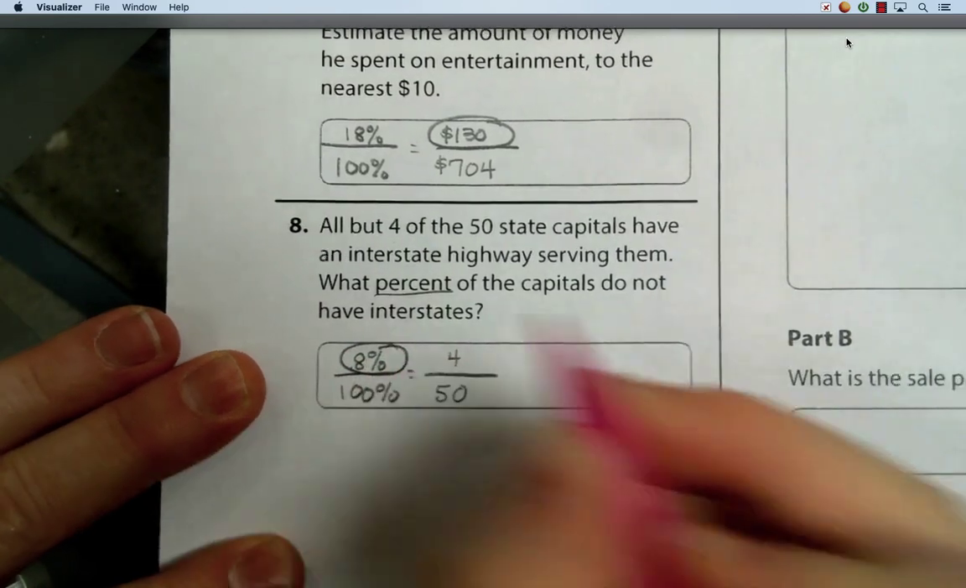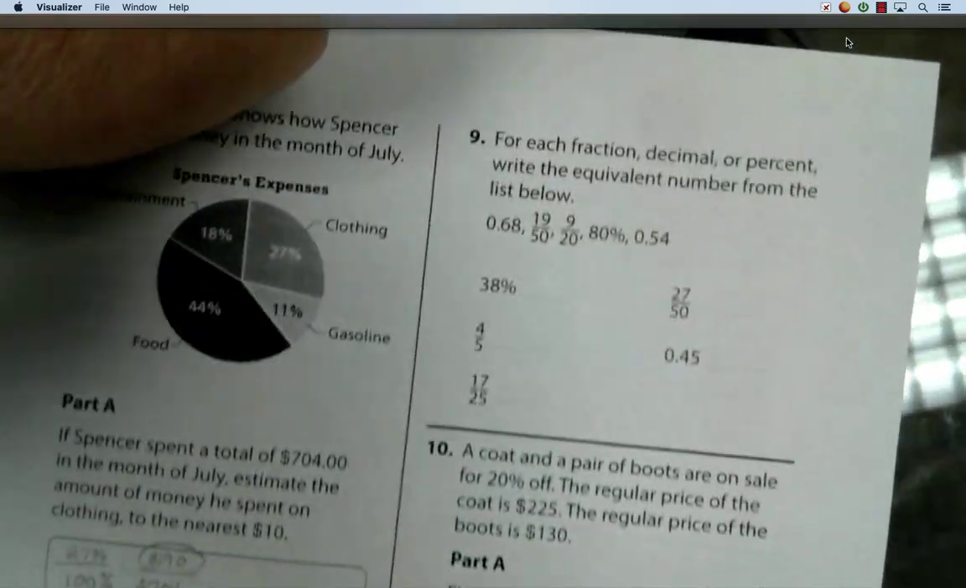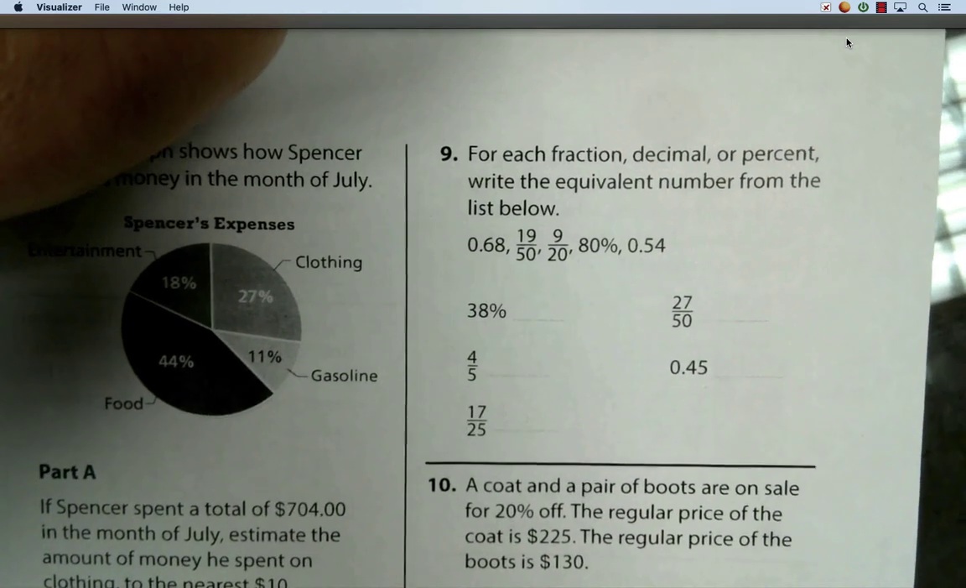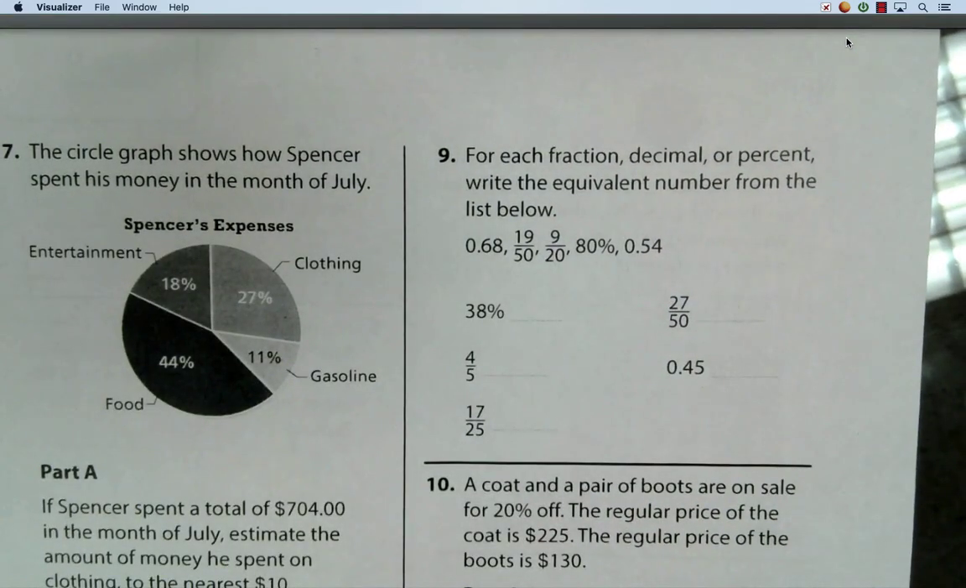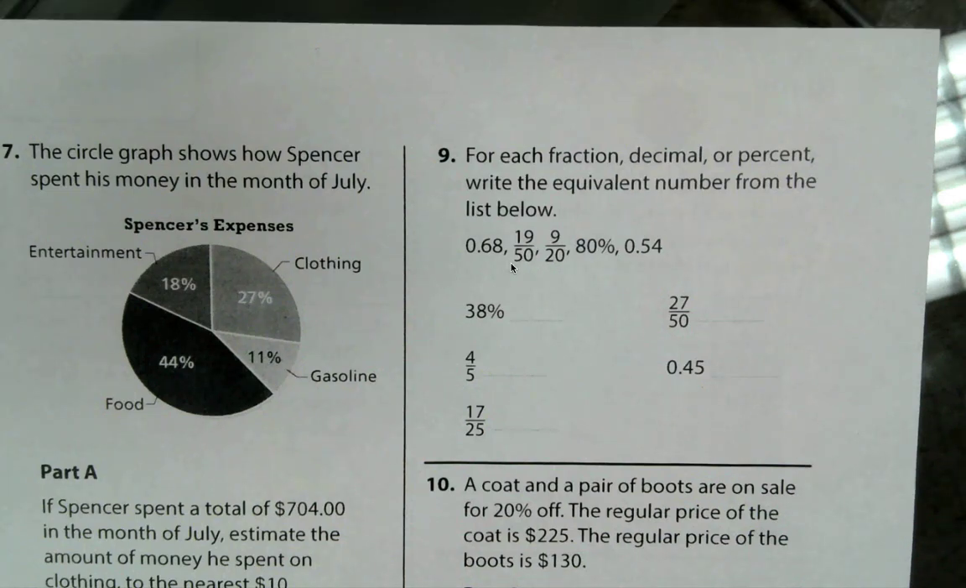8%. Look at number 9. Number 9 says for each fraction, decimal, or percent, write the equivalent number from the list below. So you're going to be matching these up for the equivalent. So we've done this, comparing, ordering, decimals and fractions, but now we're adding in percents.